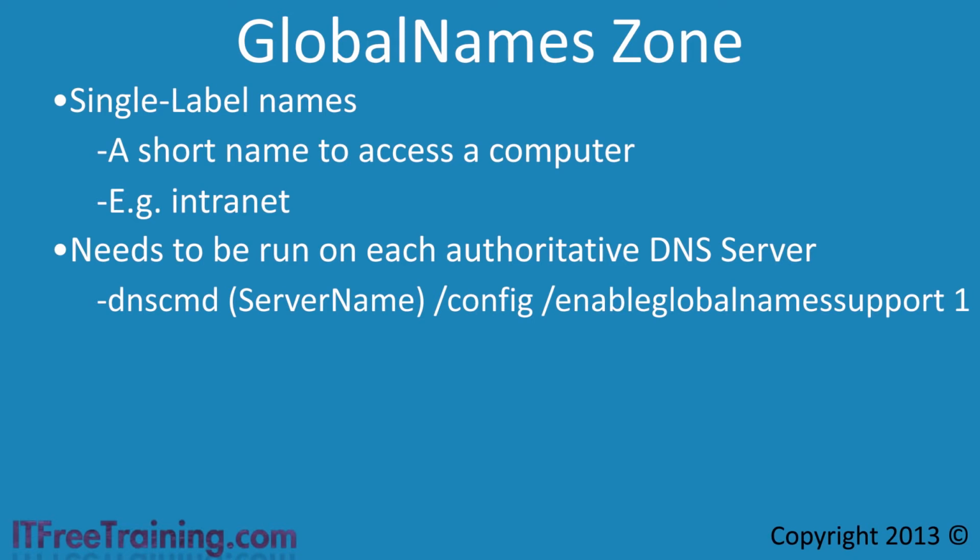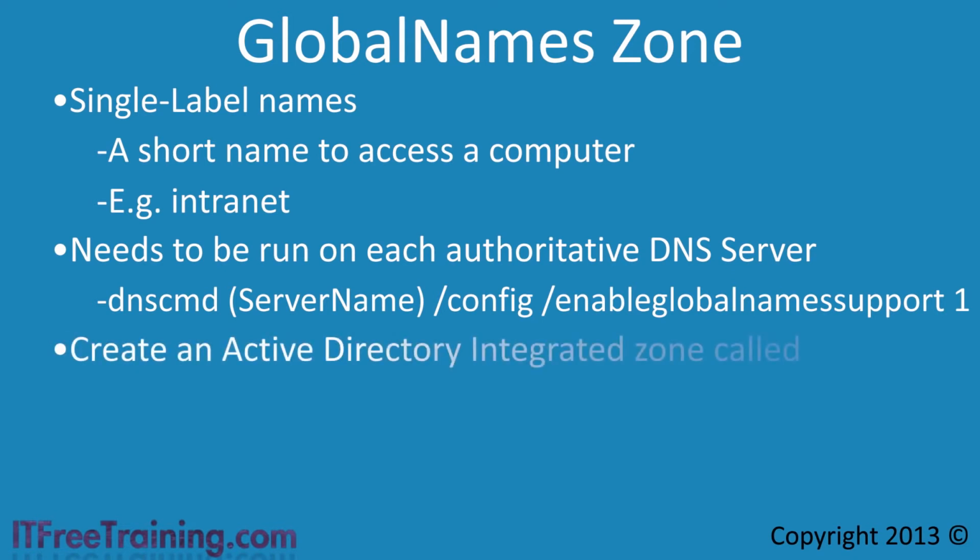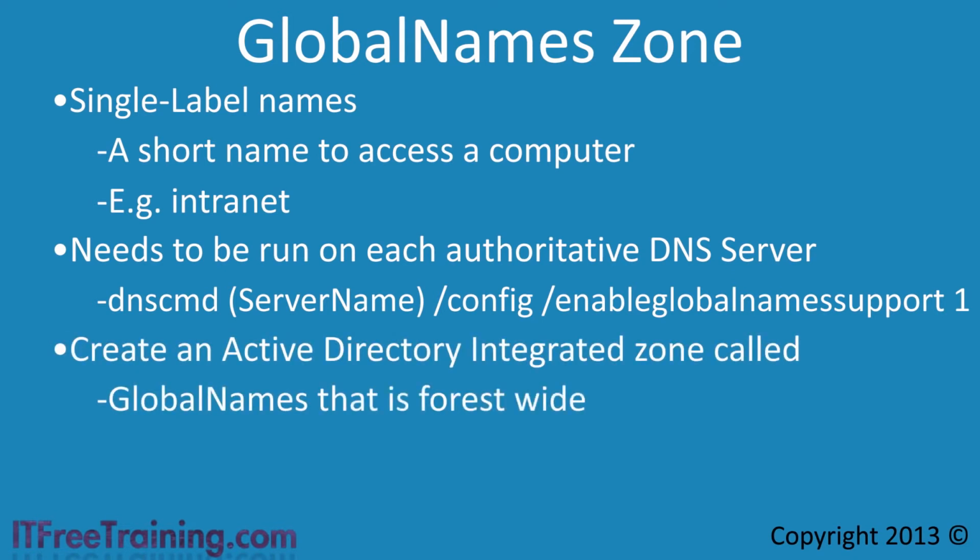This will allow the DNS server to start answering queries for single label names. Once this command has been run, the next step is to create an Active Directory integrated zone called Global Names that is replicated forest-wide. When this zone is created, it should be created with dynamic updates disabled. This helps keep the zone secure, and you will see in a moment that you can still have records dynamically updated without reducing security of the zone.